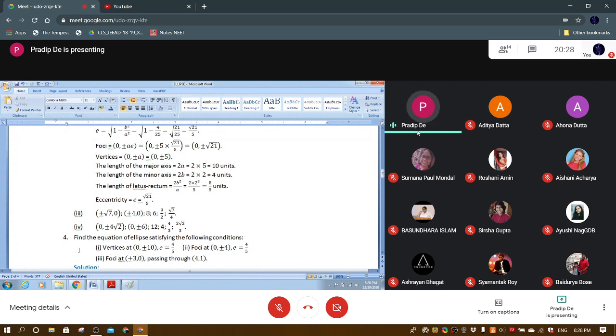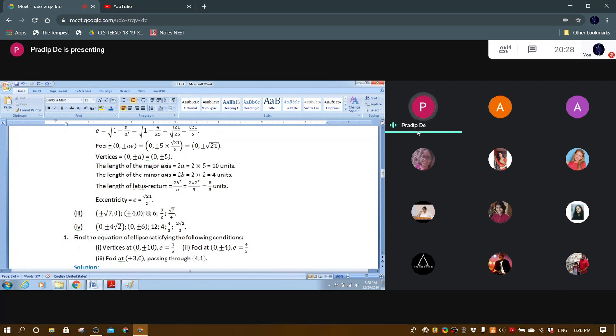Looking at the equation, looking at the information given, vertices at 0, plus minus 10. What can we find out? From the coordinates, see, every vertex is at a distance of a units from the center. A equal to 10. So a is equal to 10. And if we know E also, there is a relation between A, B, and E. What is the relation? 1 minus B square by A square equal to E square.